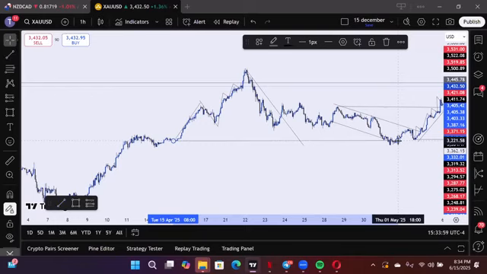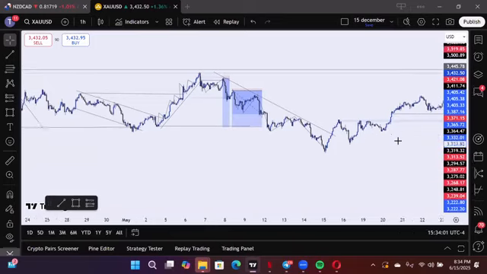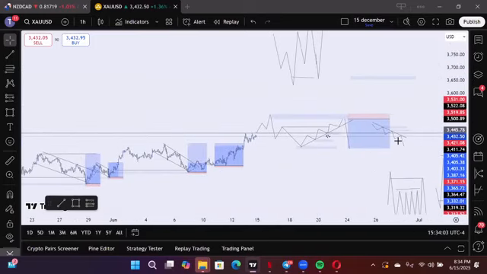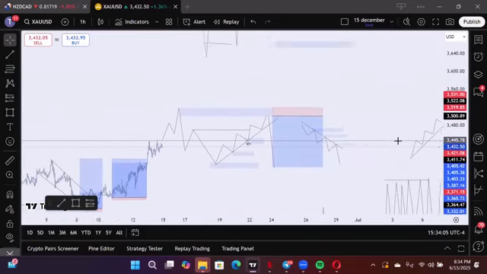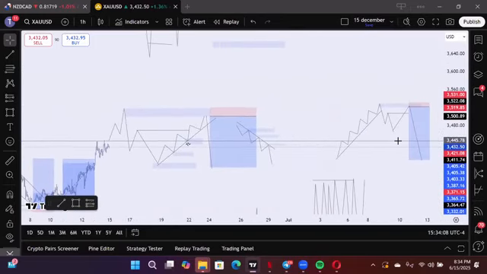So the first type of liquidity that we have in the market, and one of the most common types of liquidity we have in the market, is trend line liquidity. Now, giving an example of how you can take your profit using that trend line liquidity.